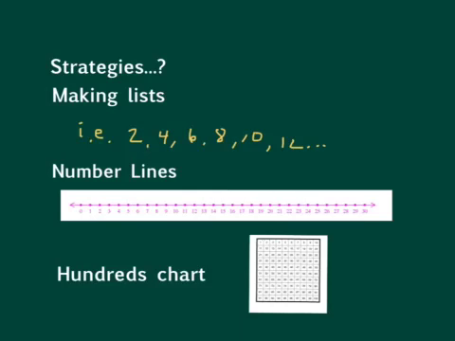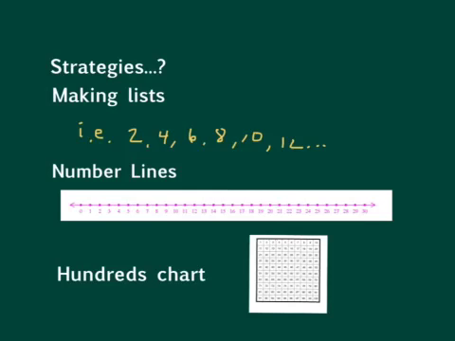So let's talk about some strategies for finding multiples. Making lists is a pretty quick way to find common multiples, but there are some other methods that we can try. Number lines is another one that we could try, and that's a pretty nice visual way of doing it. And hundreds charts are also great because they're also pretty visual.